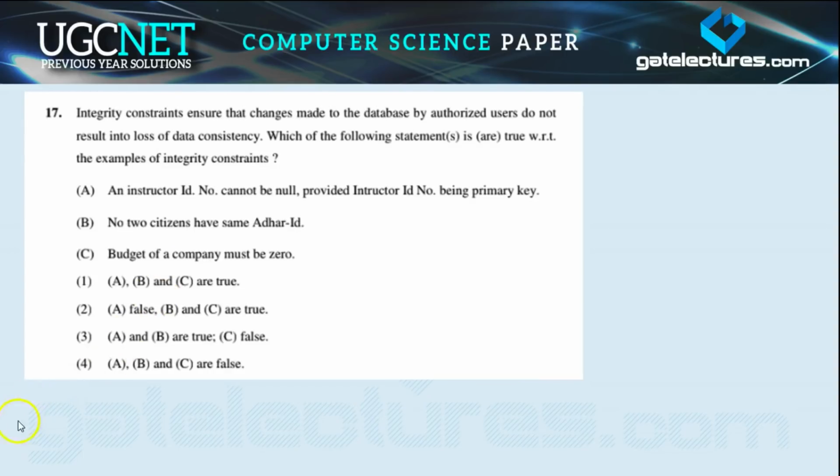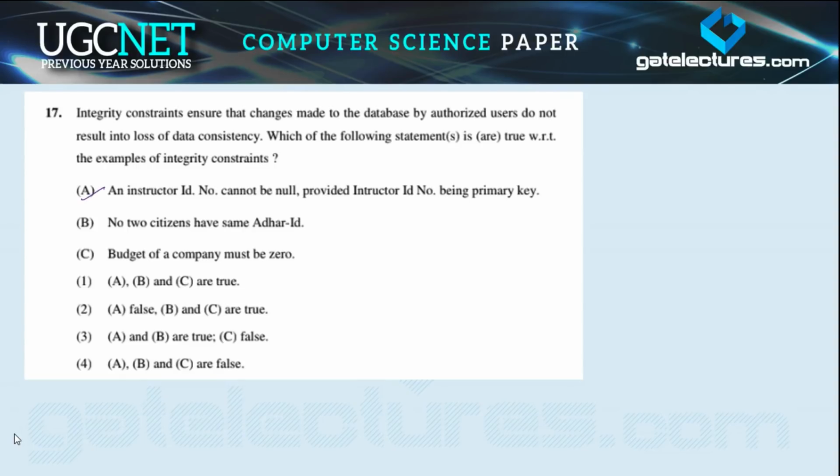Now question number 17. Integrity constraints ensure that changes made to the database by an authorized user do not result in the loss of data consistency. Which of the following statements are true with respect to the example of integrity constraint? Now the first one is: an instructor ID cannot be null, provided instructor ID is a primary key. So you know that if some attribute is a primary key, then all the primary key values should not be null. So the first condition is cannot be null, right?